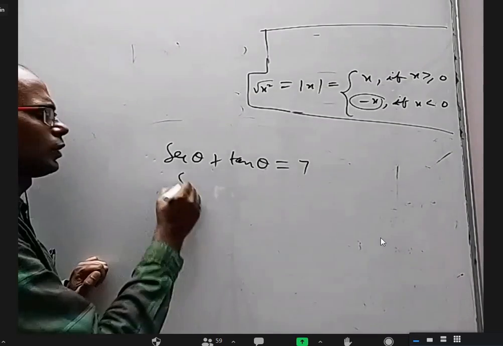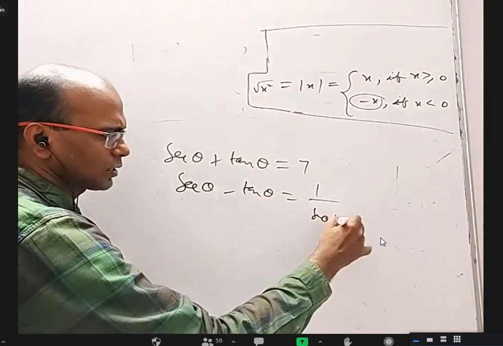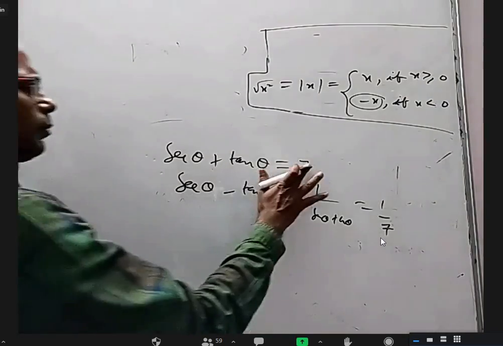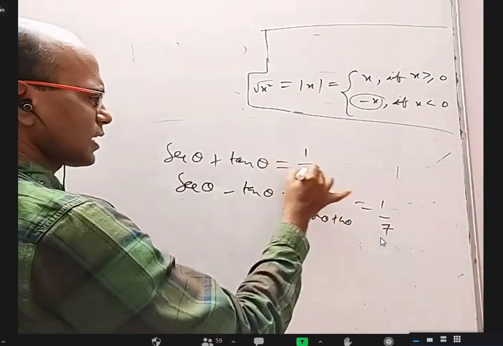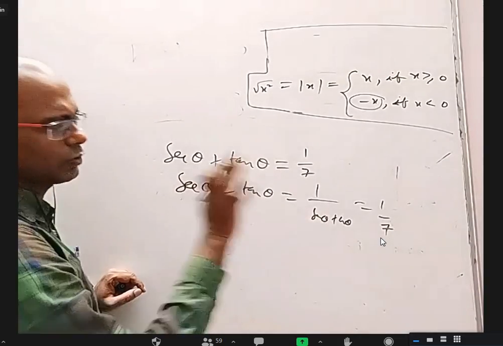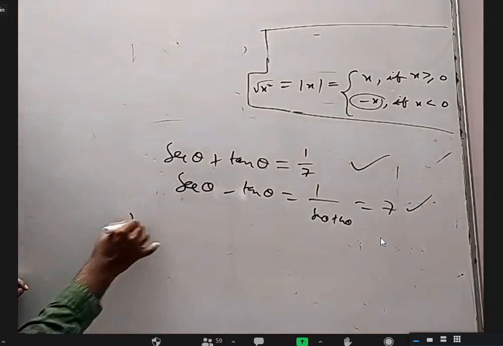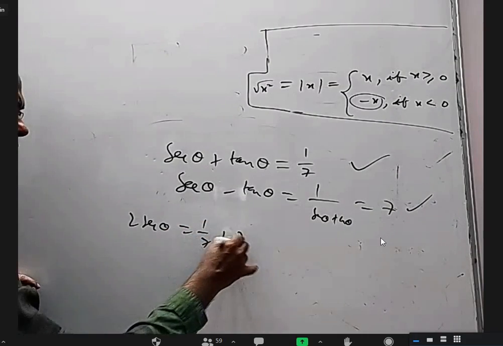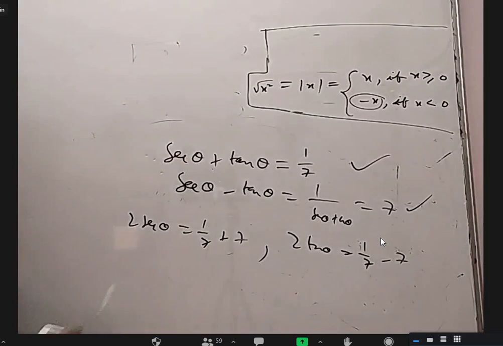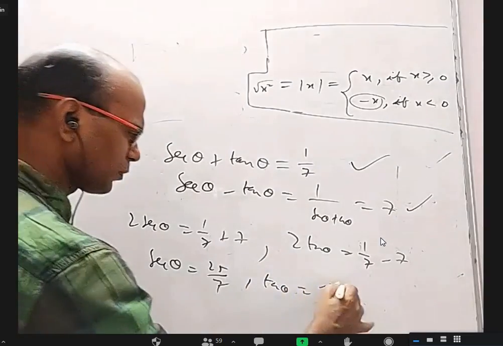See, secant theta minus tan theta you can write as 1 by secant theta plus tan theta, which is 1 by 7, right? Perfect. We know secant square minus tan square is 1. Factorize it and bring it down, and now this will become 7. Add these two equations: 2 secant theta is 1 by 7 plus 7. When you subtract these two, 2 tan theta is minus 48 by 7. So finally, secant theta is 25 by 7 and tan theta is minus 24 by 7.